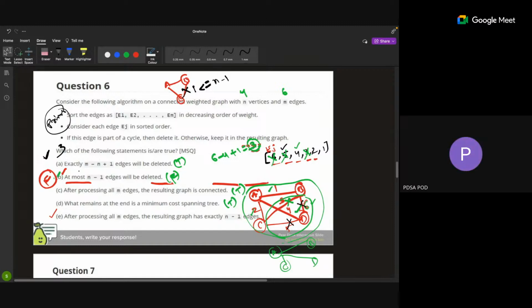Maybe at most is some kind of complicated grammatical sense. If the statement says exactly n minus 1 edges will be deleted, then that is false, even for this particular graph A, B, C, D. For all graphs it has to be equal, and generally it is not true. This is just one example. Exactly n minus 1 deleted means you're supposed to delete 2 edges. Is it right? Yeah, got it.